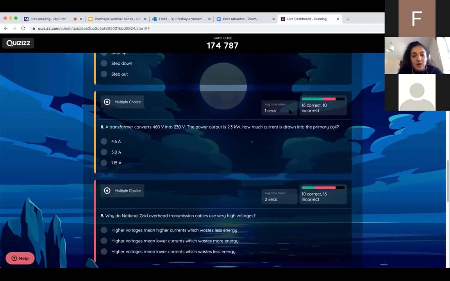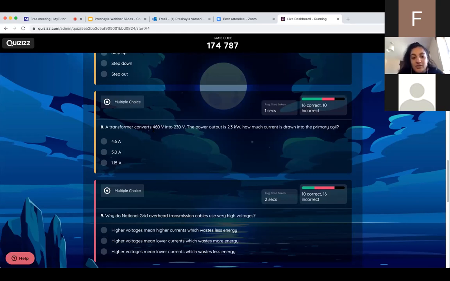For this one, you have a transformer converting 460 into 230. The power output is 2.3 kilowatts. How much current is drawn into the primary coil? So the way that you'd attempt this question is first of all, by remembering that power output is equal to power input. So 2,300 comes out on the right-hand side, 2,300 goes in on the left-hand side.